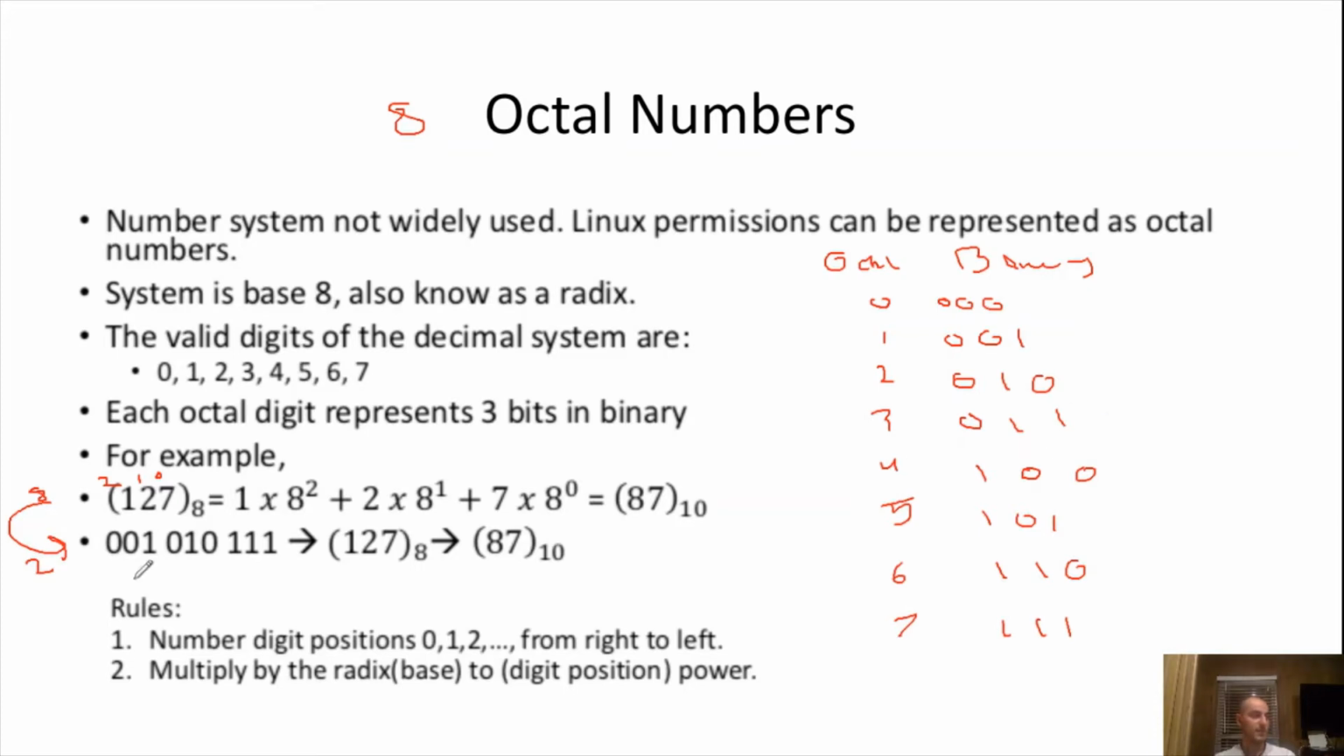So if we want to convert directly from base 8 to base 2, we can basically replace each digit with its binary representation. So 1 is gonna be 0, 0, 1. 2 is gonna be 0, 1, 0, as you can see here. 7 is gonna be 1, 1, 1. And basically there you have your number, which is 87 in decimal. You can convert it quickly to binary.